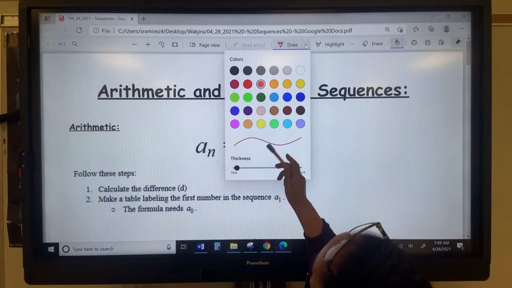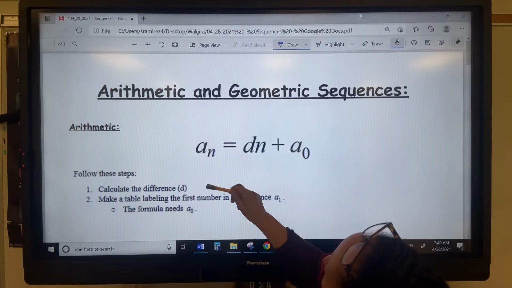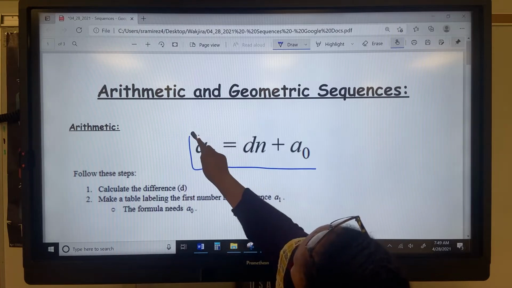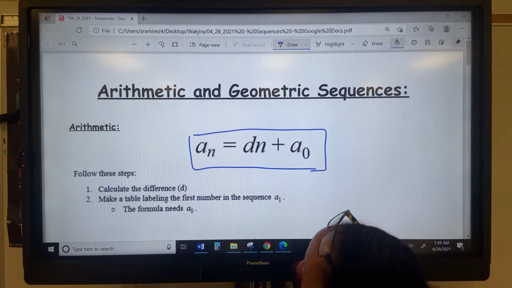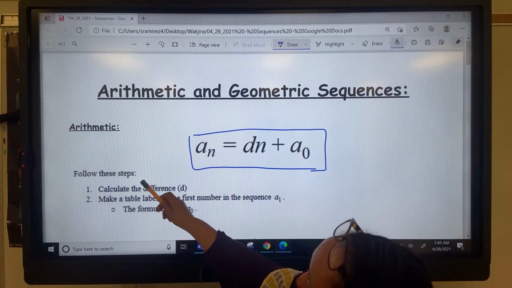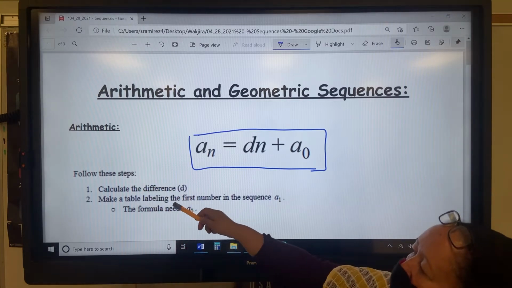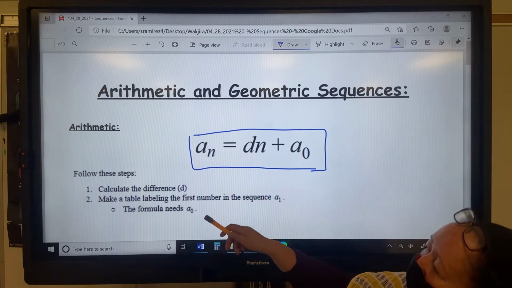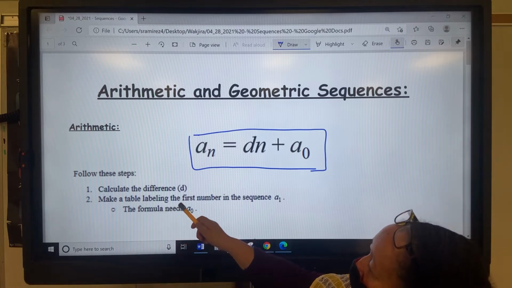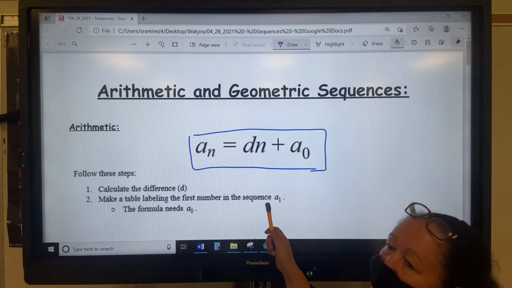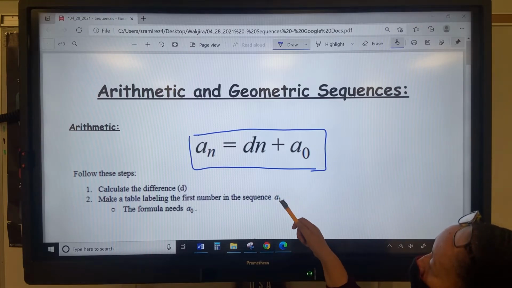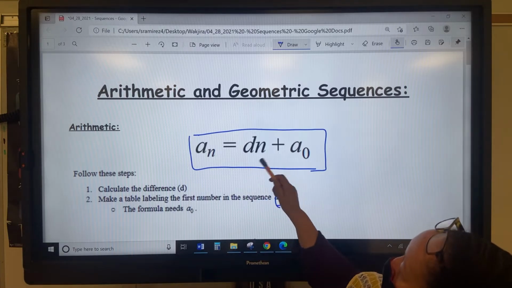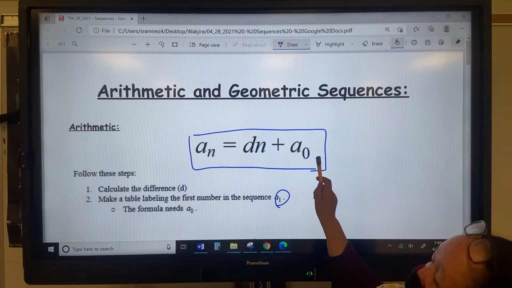So we have the formula for the arithmetic sequence. This is the formula that we are going to use, and that's what you are going to write. If you follow these steps, first you calculate the difference between the numbers in the sequence, then make a table labeling the first number in the sequence. The first term is A1, and the formula, as you see, needs A sub 0.